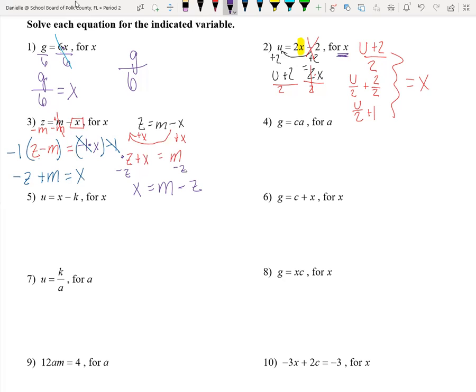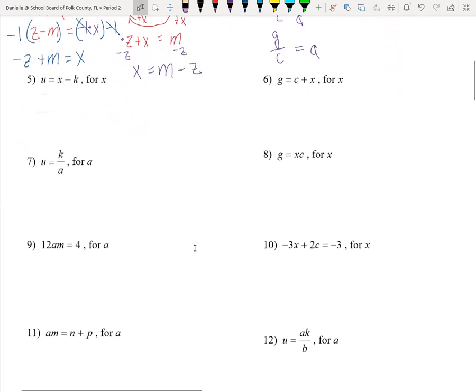So let's come over to number 4. Number 4. We want to solve for A, so I want my A by itself, which means we need to move C. And when we move it, we have to divide. And we are dividing because A and C are multiplied together. And to undo multiplication, we use division. So these cancel, and I'm left with G divided by C equals A. Let's skip to a slightly more difficult one.